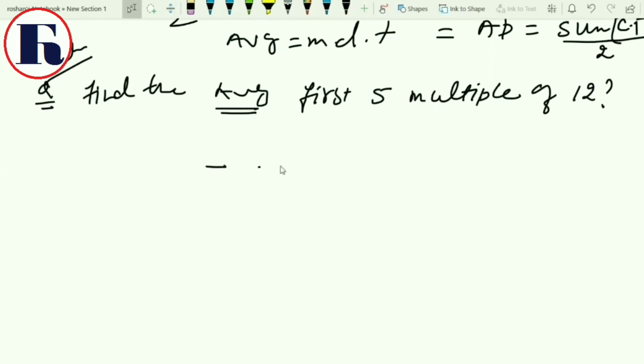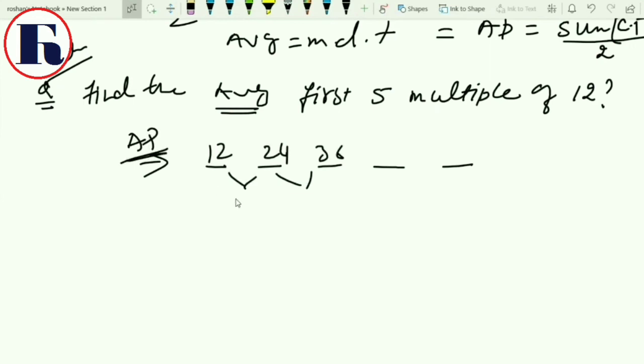5 multiples means, sir, 1, 2, 3, 4, 5. Since multiples means the table of 12. So if you write this 12, 24, 36 and like this, if you see the difference is 12, don't ignore yourself. Difference is 12 means this is nothing but an AP series. In an AP series the average will be the middle term. This number in the middle, so your answer will directly be 36.